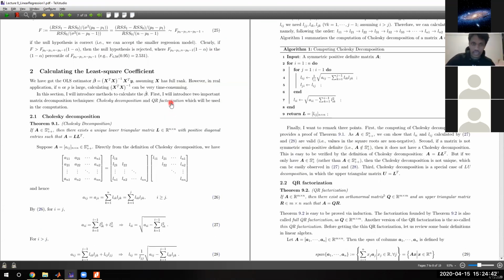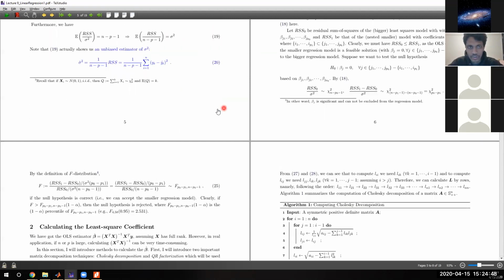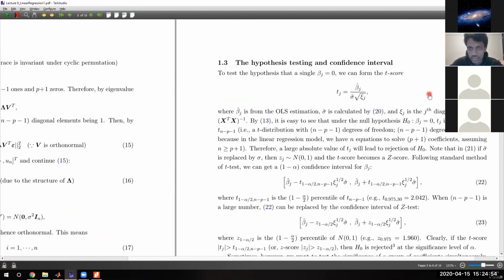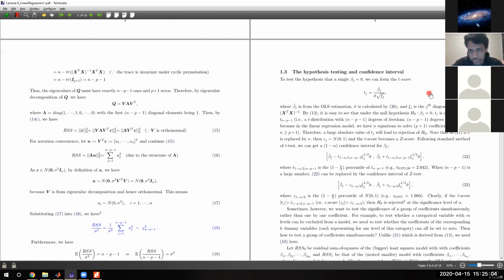Yes? I just want to know why equation number 21 is in this form for the t-test, like beta over sigma and roots. Why is tj represented by this combination of beta and sigma, and why is the equation in this form? That's a good question. Let me ask you questions, and then you're going to know why.